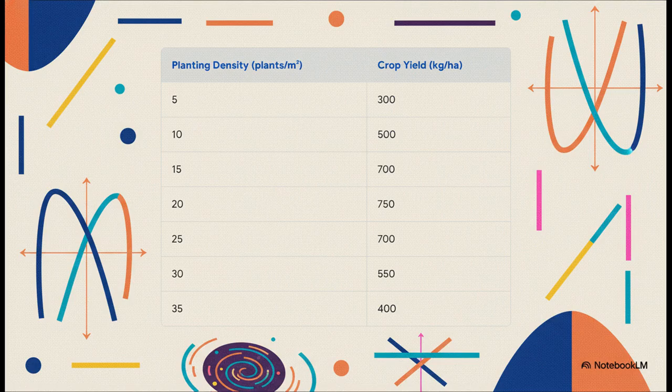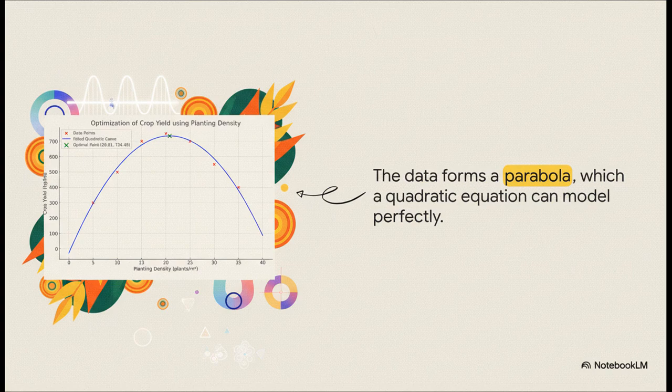This kind of pattern is just screaming for a mathematical model. And here, you can see that pattern illustrated perfectly. When we plot out those data points, they form this beautiful, clear curve. That's a parabola. And the amazing part is, we can describe this whole relationship with just a single quadratic equation. And that equation holds the secret to the perfect harvest. It's hiding right there at the very peak, the top of that curve.